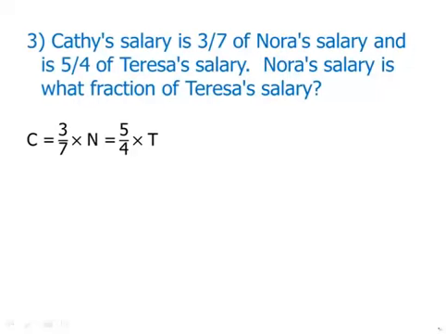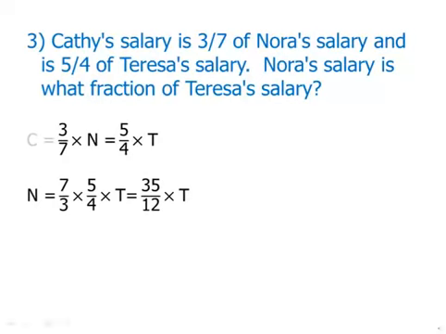So we can translate that first sentence like this. Now notice that the question is asking us to relate Nora and Teresa's salary. So really C is irrelevant. Really that part of the equation drops out, and we just want to compare Teresa and Nora. And we want Nora's salary is what fraction of. So we want Nora by herself, and we want a fraction times Teresa. So to get Nora by herself, we have to multiply by the reciprocal of 3/7. That would be multiplying by 7/3. That would get N by itself. We just multiply, and we get the fraction of 35/12.